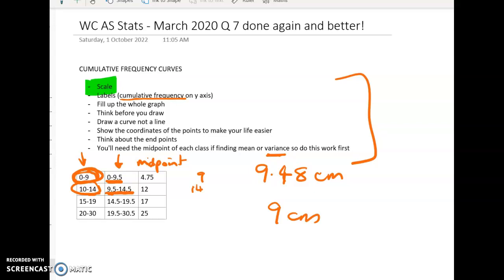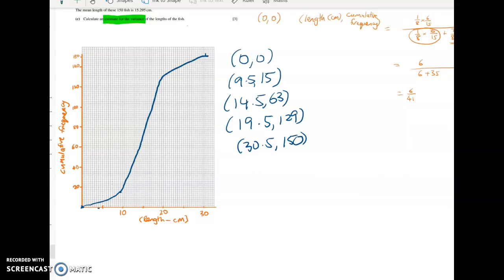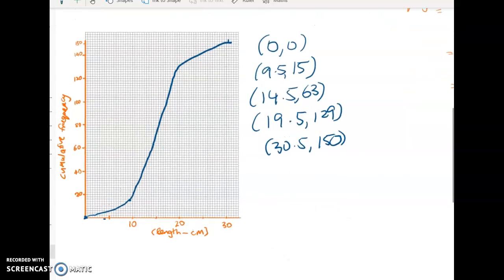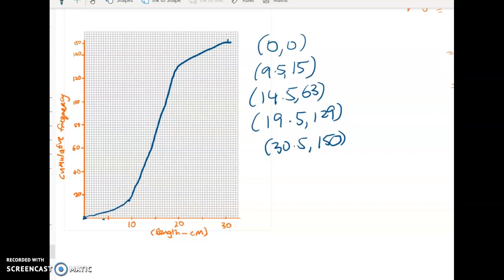So going back to our case with the fish, this is what my diagram ended up looking like, right? And you can see that here I've just jotted down what these coordinates of the endpoints should be. So my starting point is there were no fish that were shorter than 0 centimetres, obviously. Then there were 15 fish that were up to 9 in the group 0 to 9. In the next group, which was called the 10 to 14 group, there were some more fish. I forget how many fish there were.